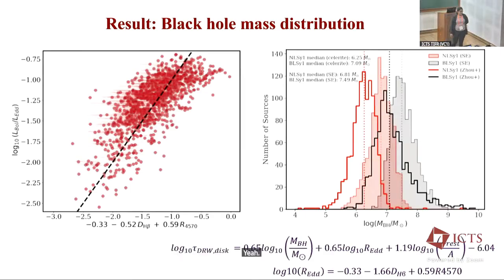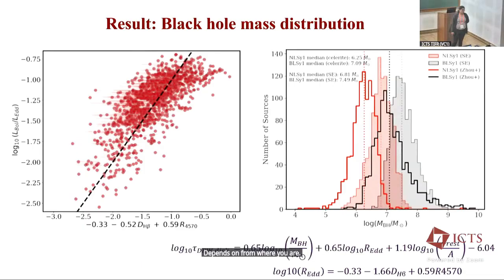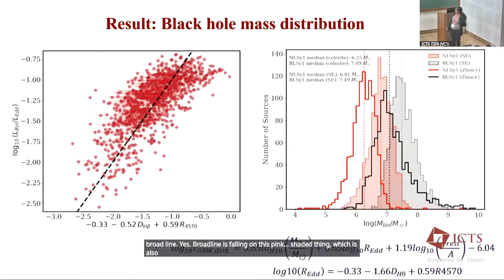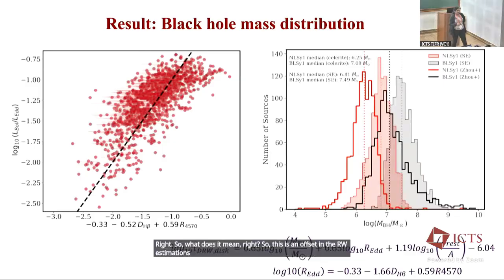Any other question? Yeah, same in this histogram. I understood from the cartoon you presented earlier that this narrow line, broad line depends on where you are measuring your emission, right? So here this black line corresponds to the broad line. Yes. Right? The broad line is falling on this pink shaded region, which is also the narrow line. So what does it mean? Right, so this is an offset in DRW estimations. That is what I'm saying.